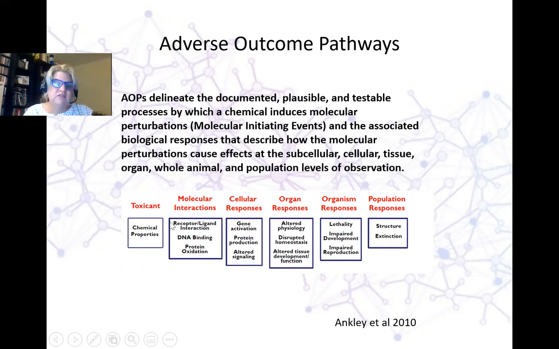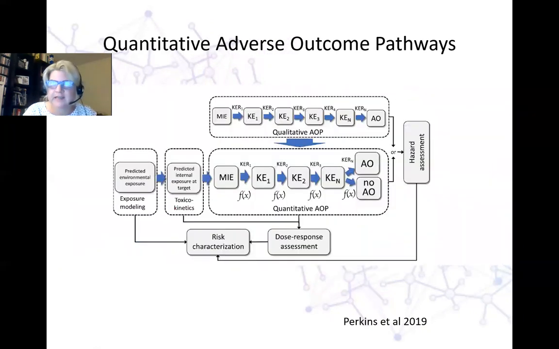Okay, so this is the adverse outcome pathway framework itself. It tries to take all of this information and organize it into key events and key event relationships. But where you want to get to with this adverse outcome pathway are these quantitative adverse outcome pathways, where you have all of these potential molecular initiating events and key events on levels of biological organization that lead to some sort of adverse outcome at the organismal level.